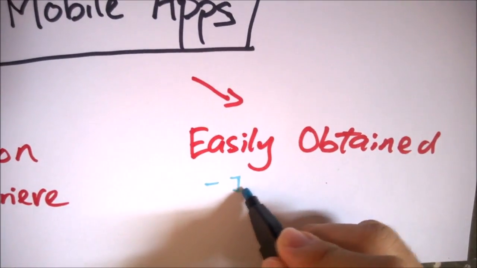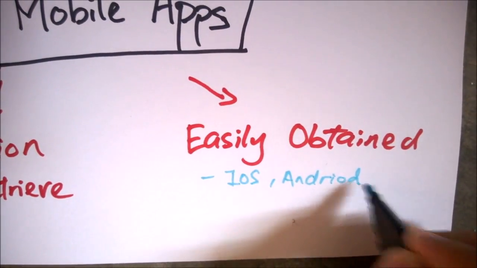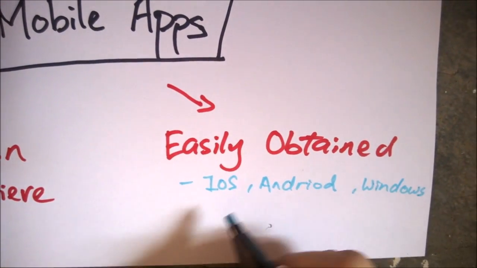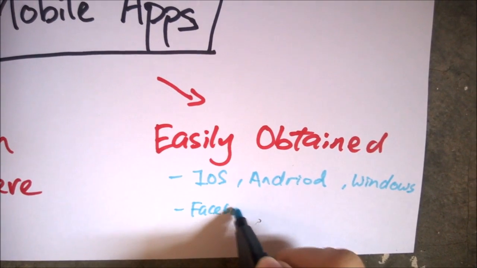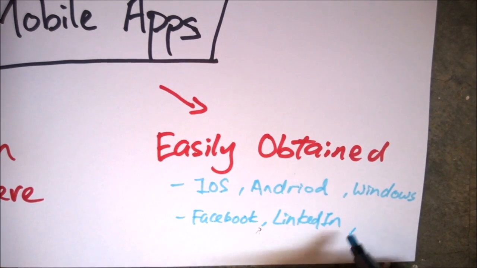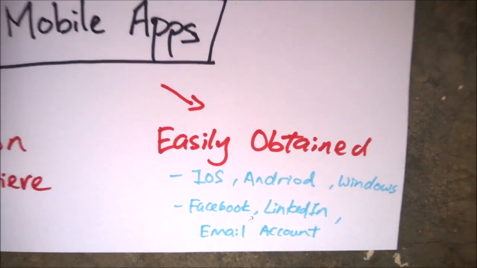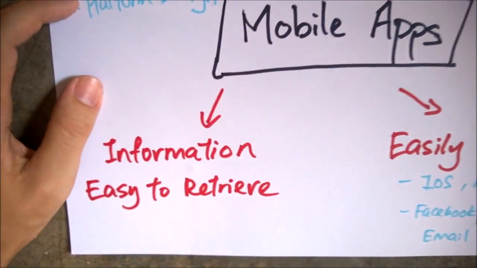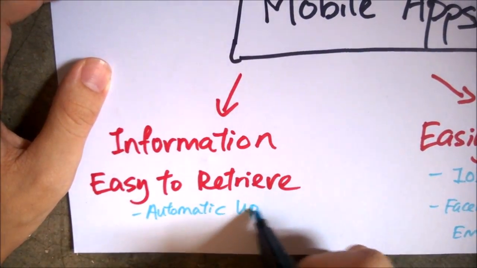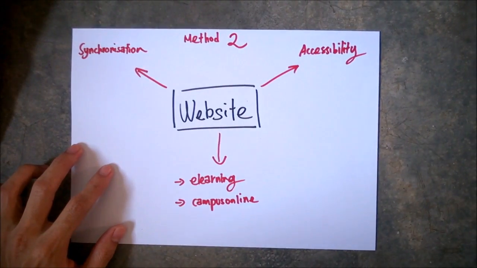Going to the third one, it can be easily obtained. You can obtain it from iOS, Android or Windows. Then the next one, you can easily link with social media such as Facebook, LinkedIn, and also your email address. Beside these three, the fourth one is that you can easily retrieve the information needed because it is automatically updated by those linked social networks.